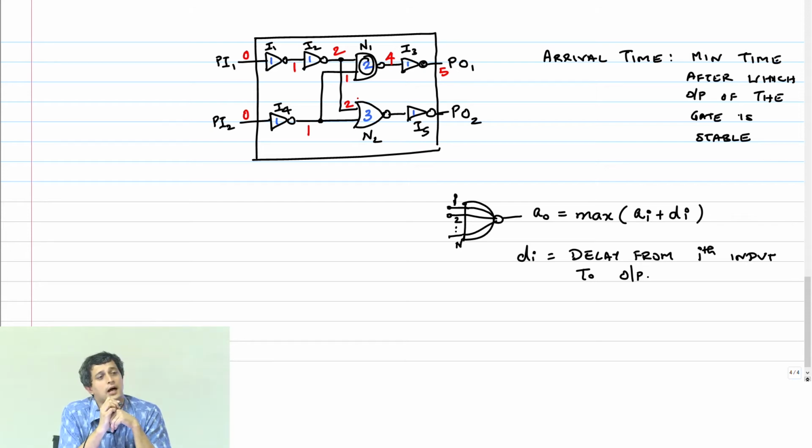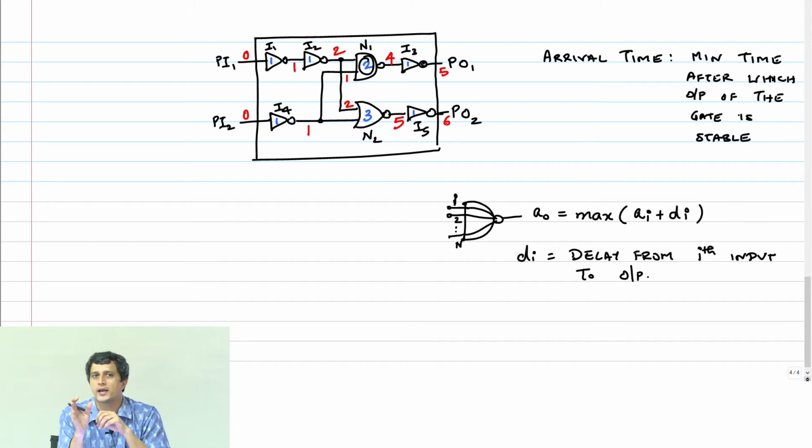What is the arrival time at the output of N2? Yeah, you have to do 2 plus 3, 1 plus 3 and take max. So you get 5. What's the arrival time at the primary output PO2? 6.